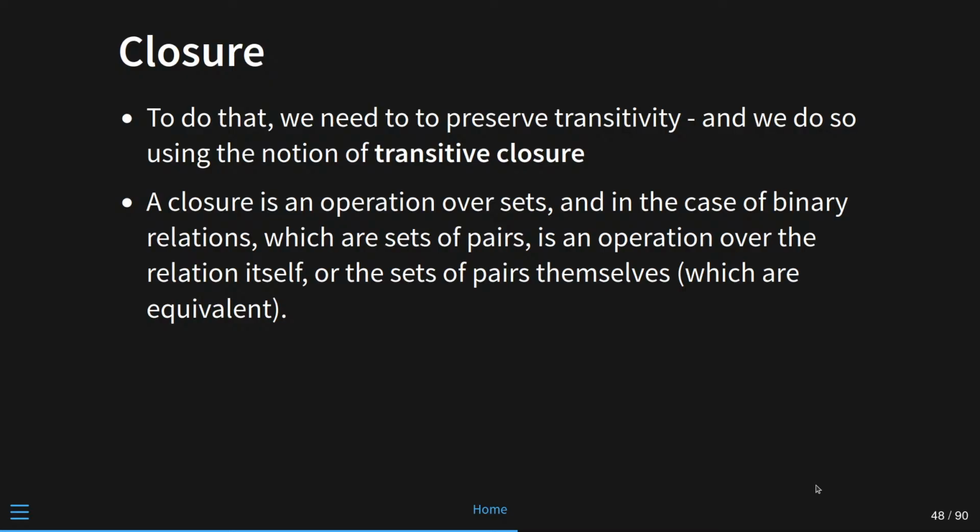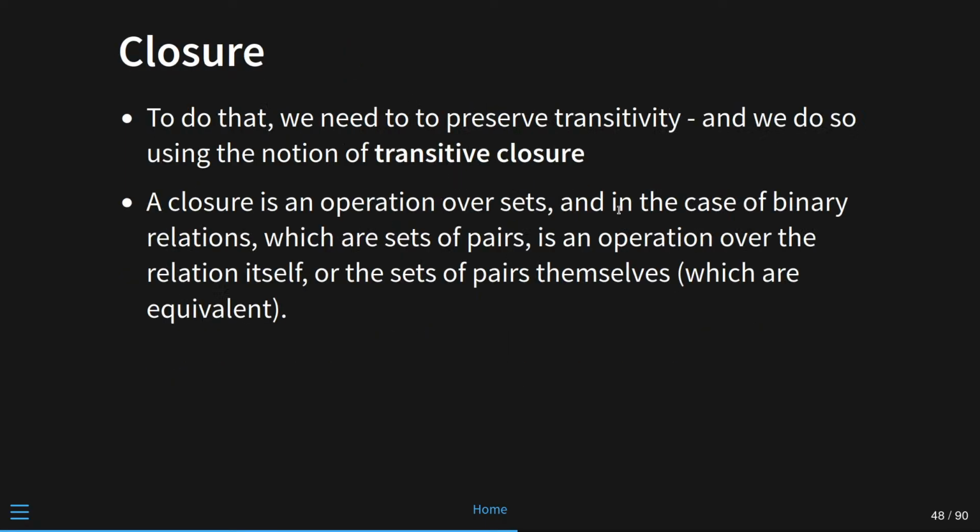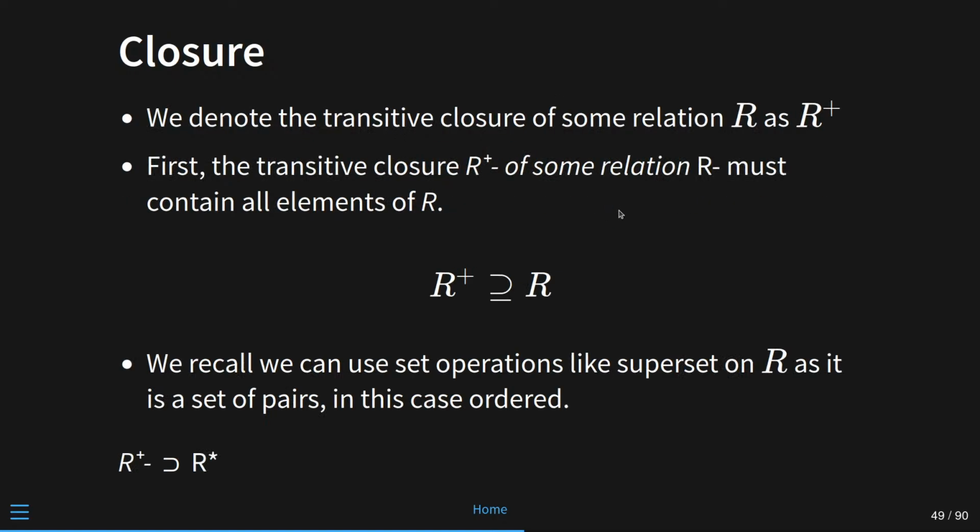So how are we going to do this? We're going to perform an operation called the transitive closure. What is transitive closure? It is essentially a function that accepts a relation. A relation is a set of pairs, and it's going to produce a new relation, which is also a set of pairs. How is it going to do this? It is going to add additional pairs to the set of pairs until this statement is satisfied. So a closure is an operation over sets. We're going to denote the transitive closure of some relation R, which is not necessarily transitive, as R plus. That's R raised to the power plus.